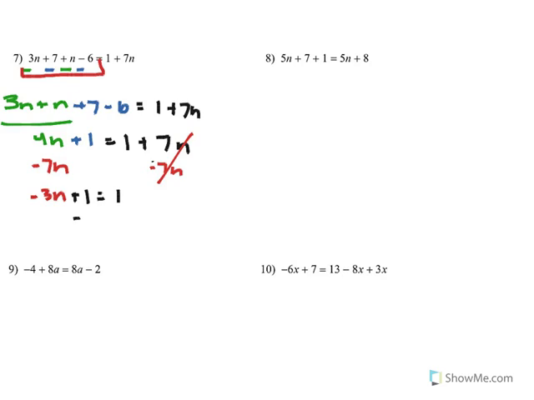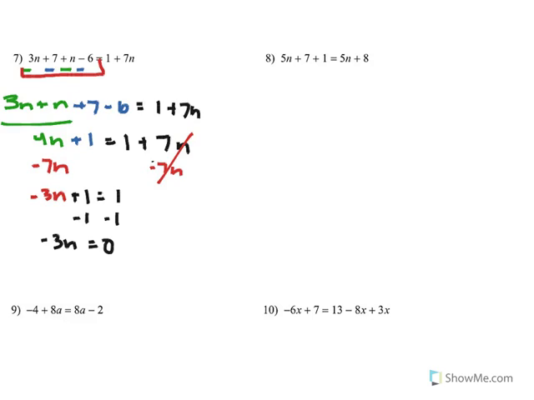Continuing to solve, I'm working on getting that n by itself, so I subtract 1 from each side, and I get negative 3n is equal to 0. We're still not done, but don't freak out. 0 is just a number. All I know is that I'm trying to get this n all by itself, and I know that the way I undo multiplication, because it's negative 3 times n, I'm going to undo that with division. And whatever I do to one side, I do to the other side.